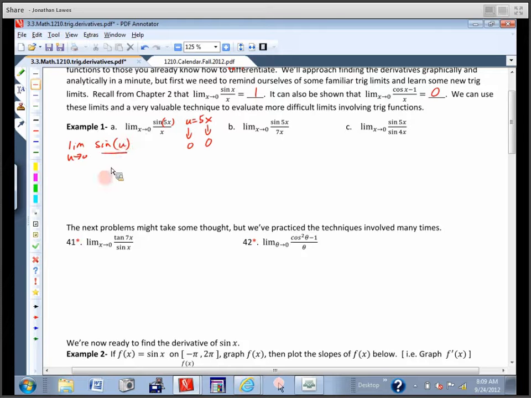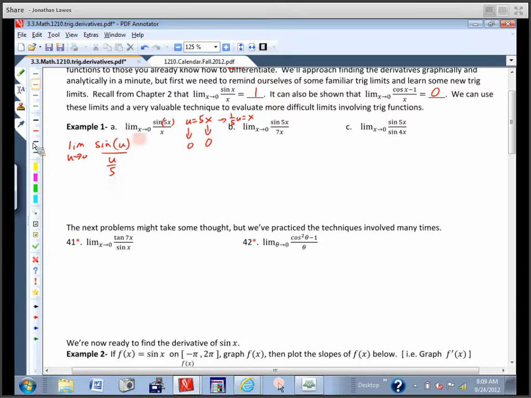And then on the bottom. The bottom is an x, it's not a u, but I need to change everything into terms of this new variable u. So if I know u is the same as 5x, could I replace that x with some expression involving u? Sure. If u is the same as 5x, then 1/5 of u would be the same as x. So now I'm going to make that change. Wherever there's an x, I'm going to put a 1/5 of u, or I'm going to put a u over 5 in this case.